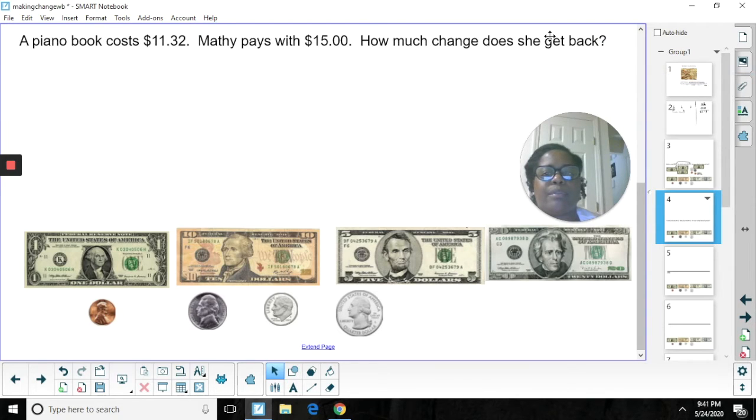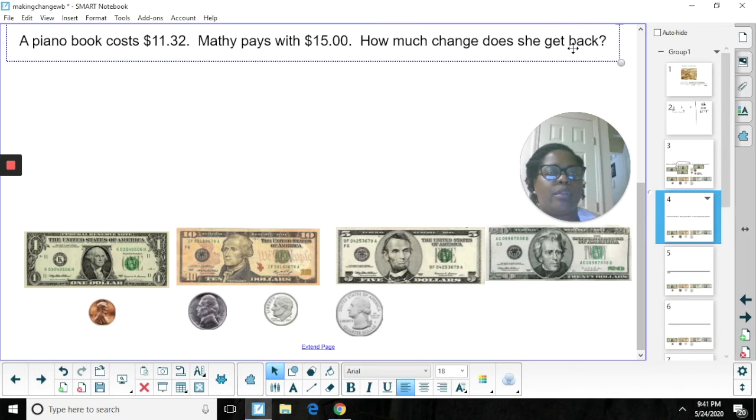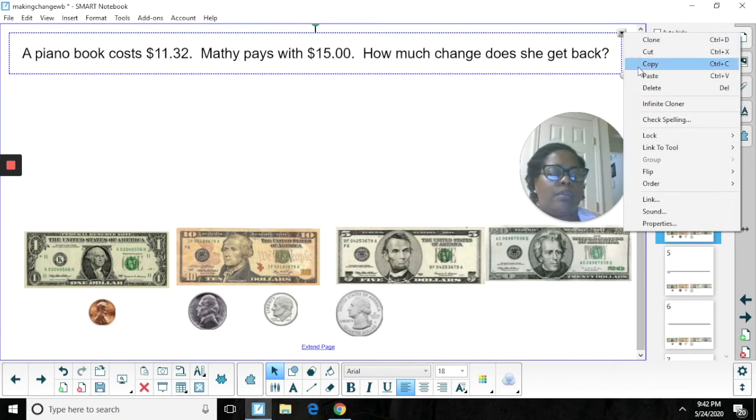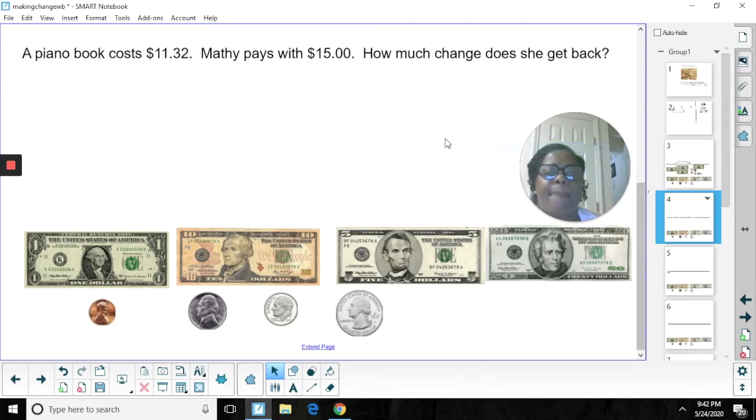Let's move this up a little bit so we can have some more room to work. Okay, so it says a piano book costs $11.32. Matthew pays with $15. How much change does she get back? So what are we going to do? We're going to start with, we have to determine what our coins are going to be. What coins is she going to get back? Okay, and so we start here first. We're going to do the coin part first.